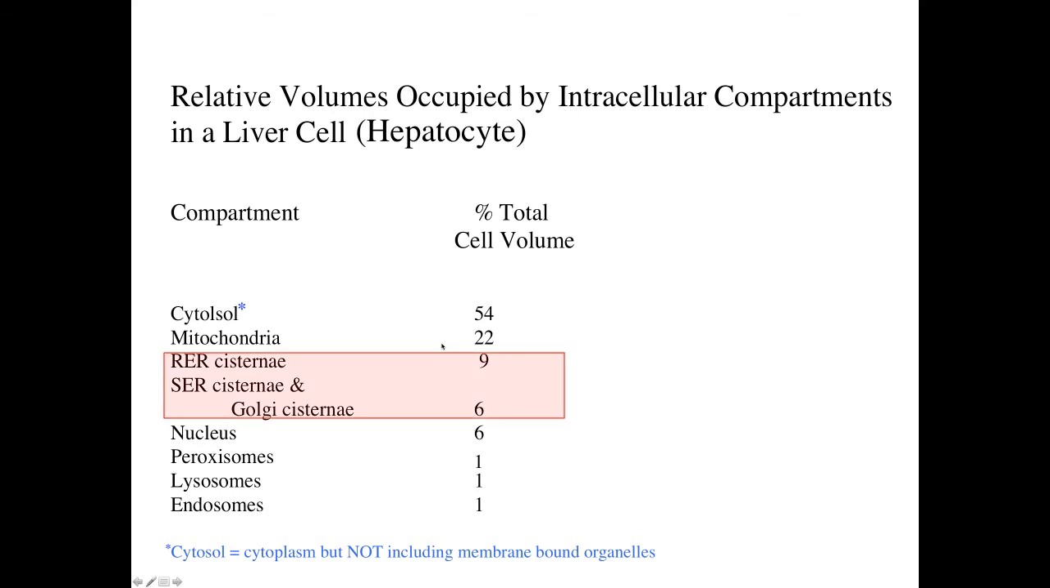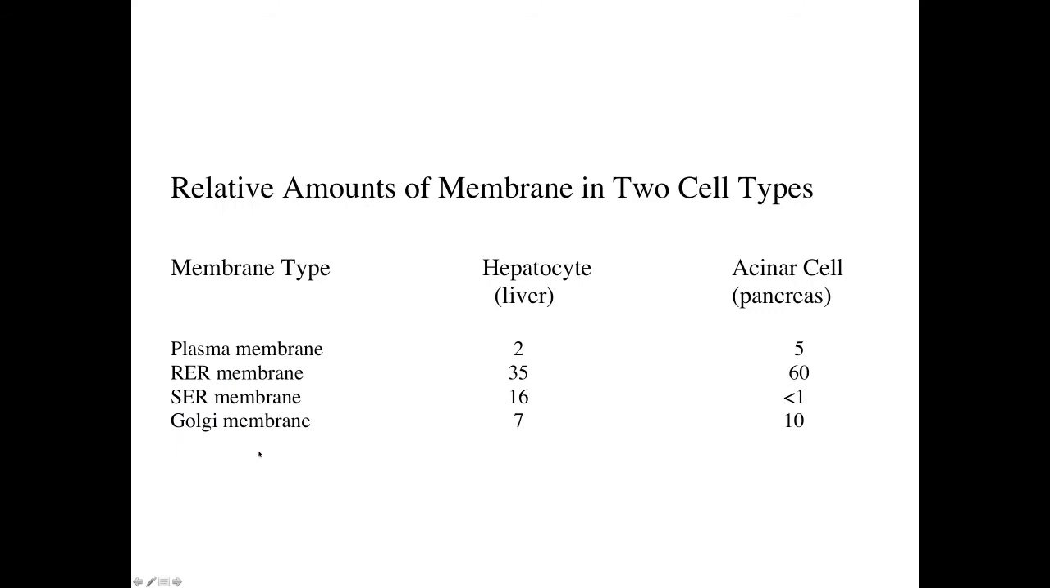But then in today's discussion, we're going to be talking about the cisternae of the rough ER, smooth ER, and Golgi, which is about 15% of the volume. And then we'll talk about peroxisomes, lysosomes, and endosomes, another 3% of the volume. So together we're talking about almost 20% of the cell volume when we talk about these intracellular membrane-bound organelle compartments, excluding the mitochondria, obviously, and excluding the nucleus, obviously.